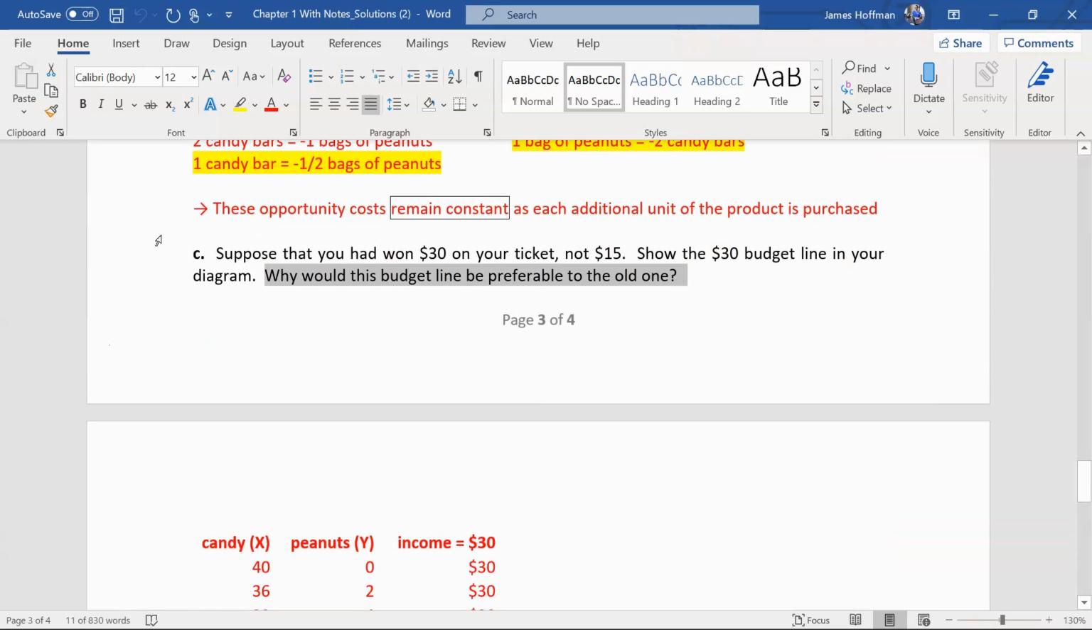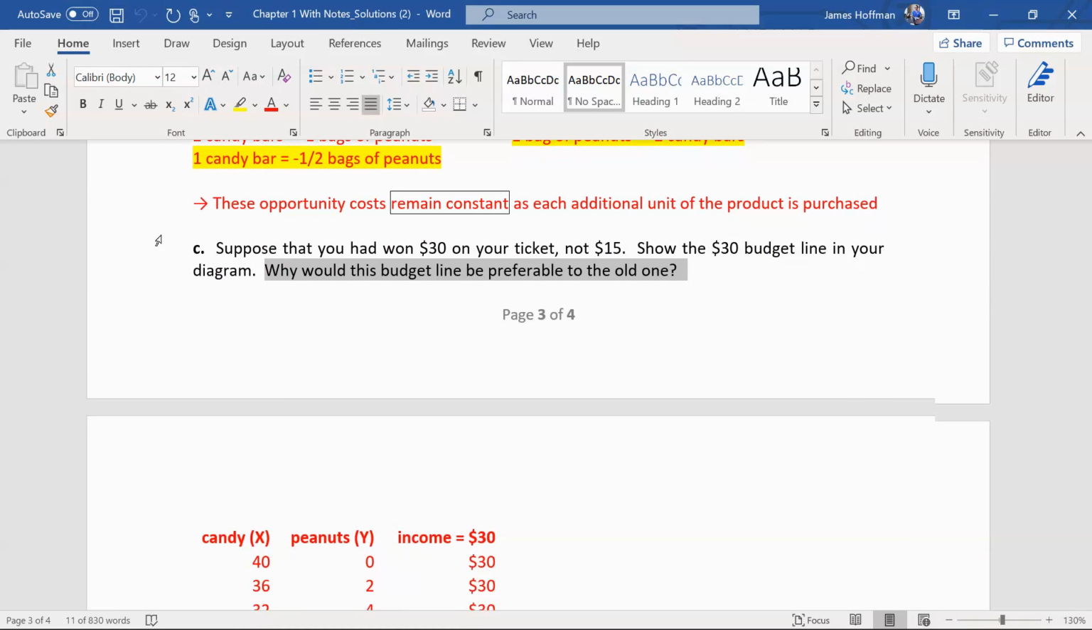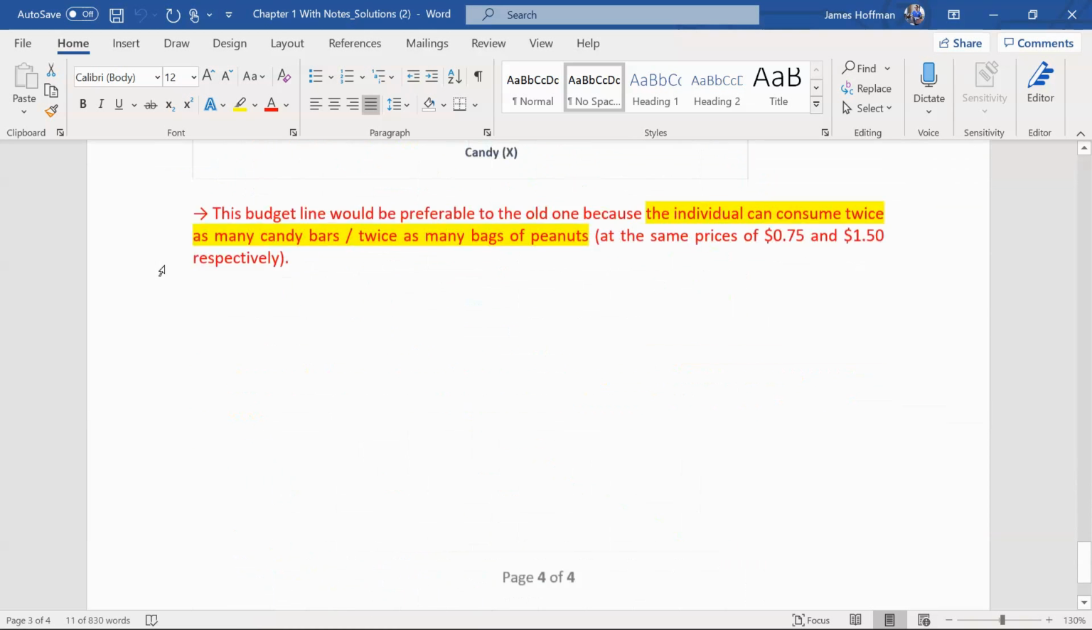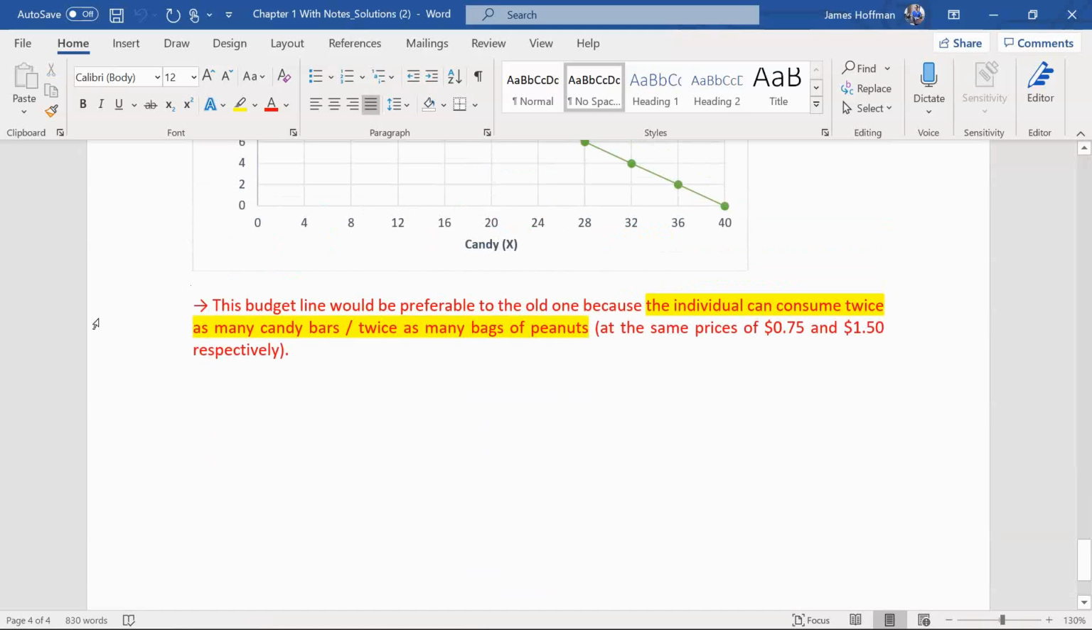And the last part is, why would this budget line be preferable to the old one? And so this is pretty self-explanatory, but the consumer, the individual can buy more goods, which is obviously preferable. So this budget line would be preferable to the old one because the individual can consume twice as many candy bars and twice as many bags of peanuts at the same prices, respectively. So with the new budget, they can consume more goods.